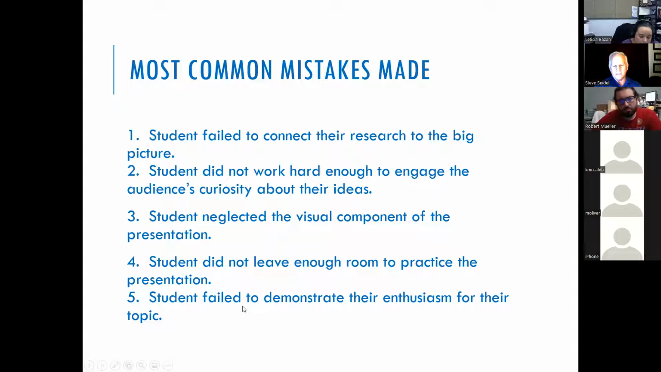Let's see, last thing, maybe students failed to demonstrate their enthusiasm for the topic, right? So you don't want to be up all monotone, make sure you have a lot of voice inflection and such, and you'll do absolutely fine.